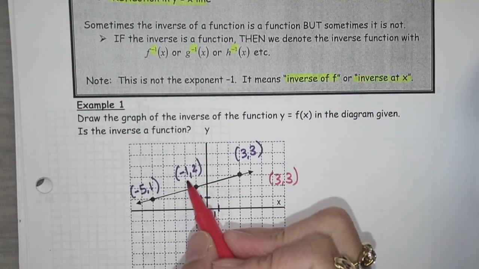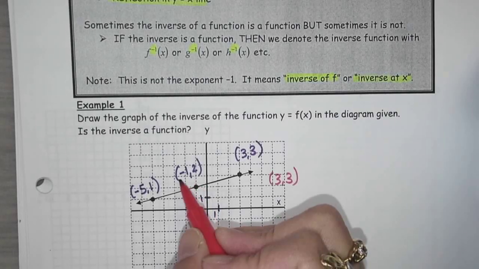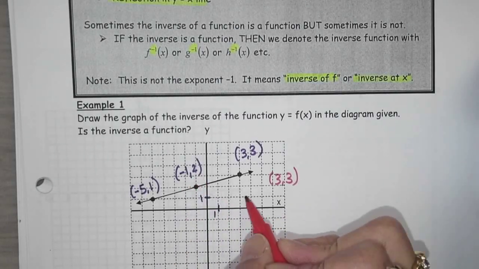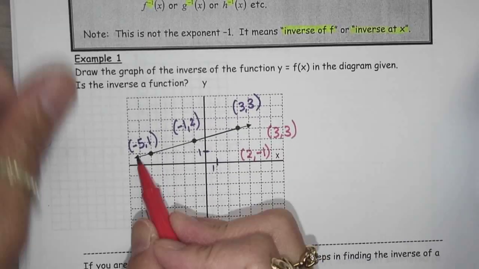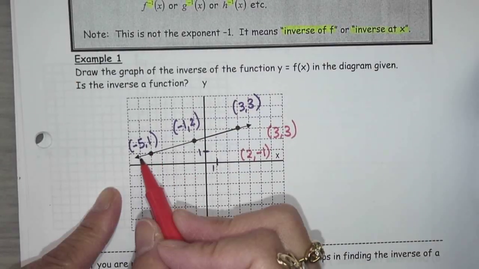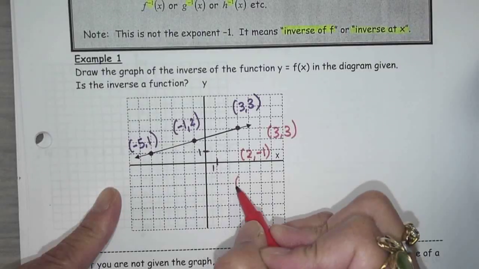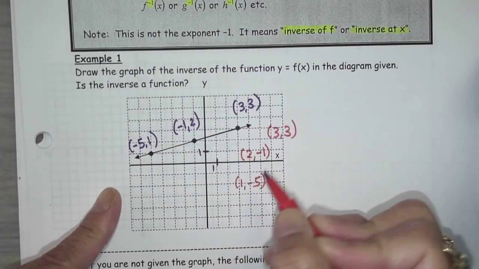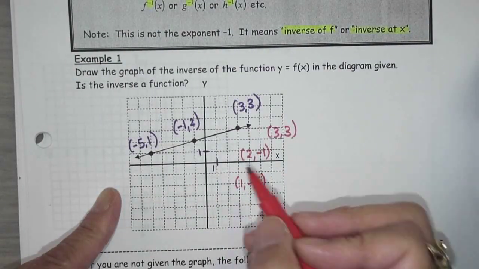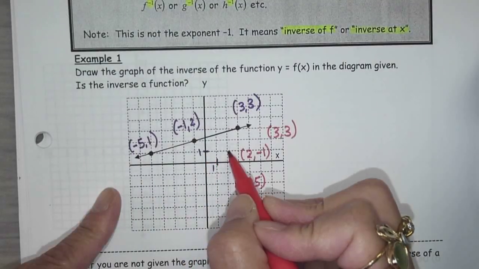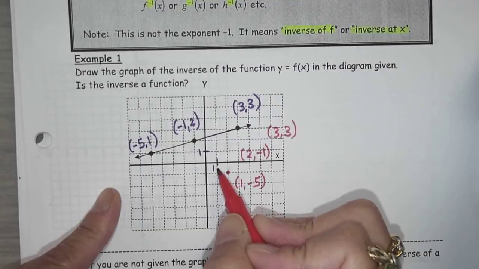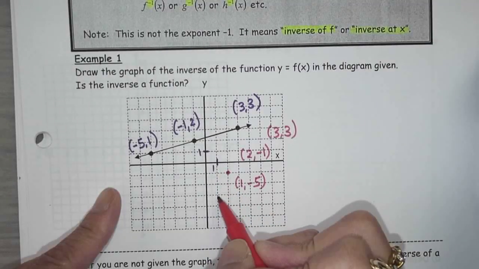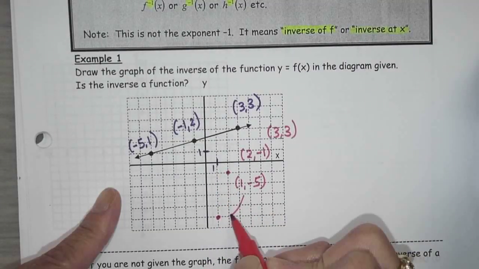This one, instead of -1, 2, becomes 2, -1. And here, instead of -5, 1, it becomes 1, -5. And let's plot those. So 3, 3 is still here. This is 2, -1, and 1, 1, 2, 3, 4, 5. So that's this one.